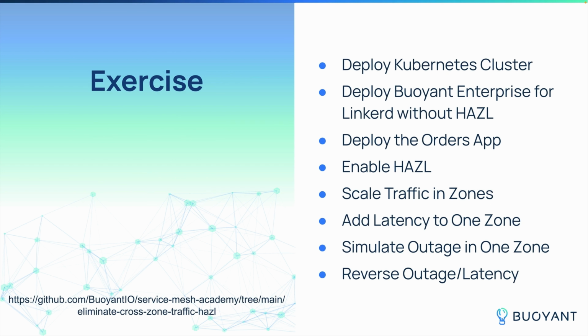In this demonstration, we're going to do the following. Deploy a Kubernetes cluster using K3D, which will then deploy Buoyant Enterprise for Linkerd on without HAZL enabled. We'll deploy our orders app and observe traffic, and then we'll enable HAZL and see the effect HAZL has on our traffic. We're going to scale traffic in some of the different zones. We'll add latency to one zone, and then simulate an outage in that zone and see what the effects are. Finally, we'll reverse the outage and latency and watch everything return to normal.